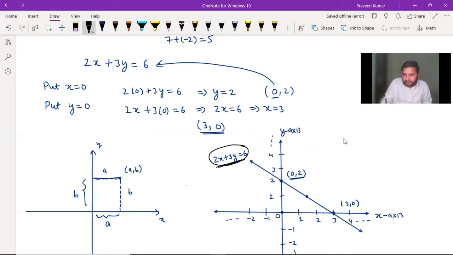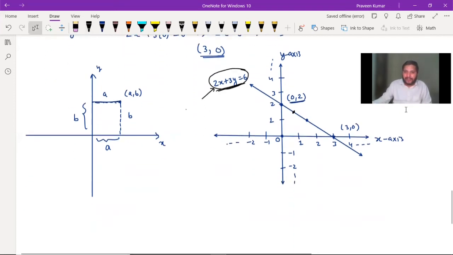So how many points are there on the line? Infinite many points on the line. So how many solutions of this equation exist? Infinite many solutions will exist. So every linear equation in two variables always has infinite many solutions. Yes. So we can note it down.